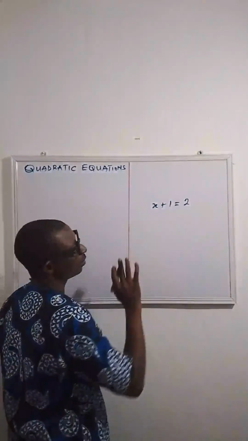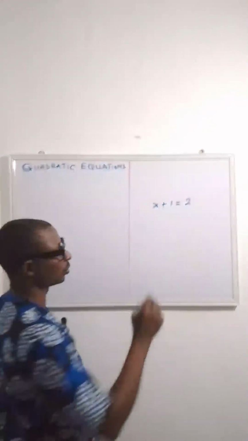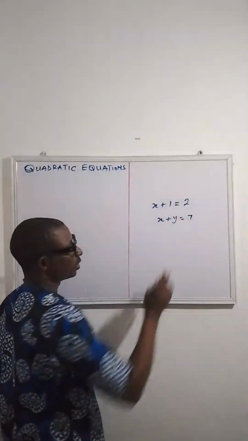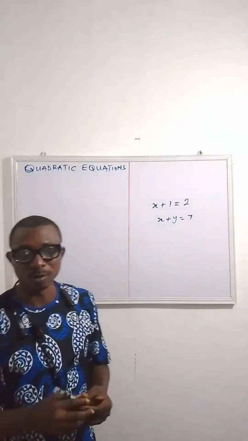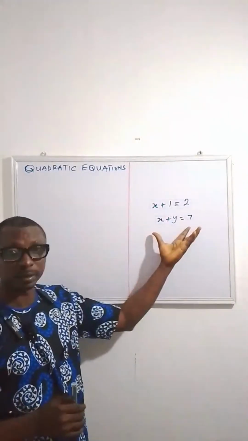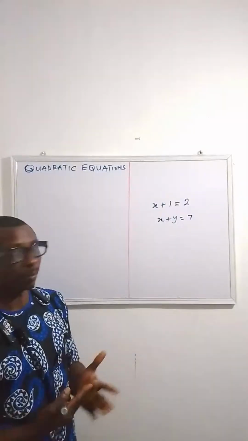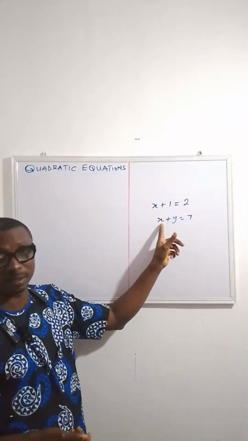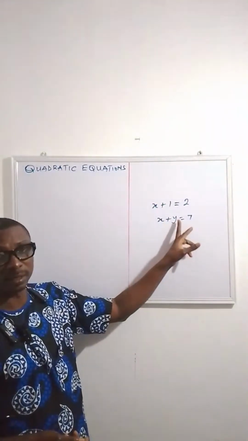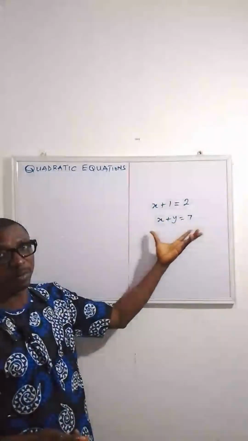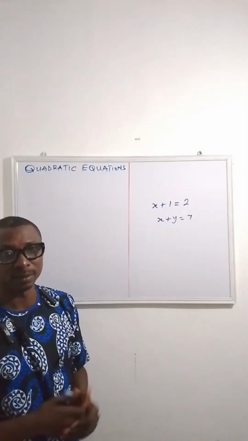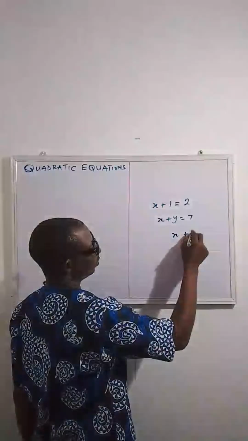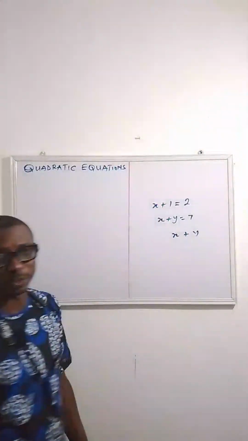Let me give you another example. If I have x plus y equals 7, this is also an example of a linear equation. Why? Because the maximum power of the unknowns that we have here is 1. The power of x is 1, while that of y is 1. So that makes it a linear equation. An expression can be in this form, so this is a linear expression.